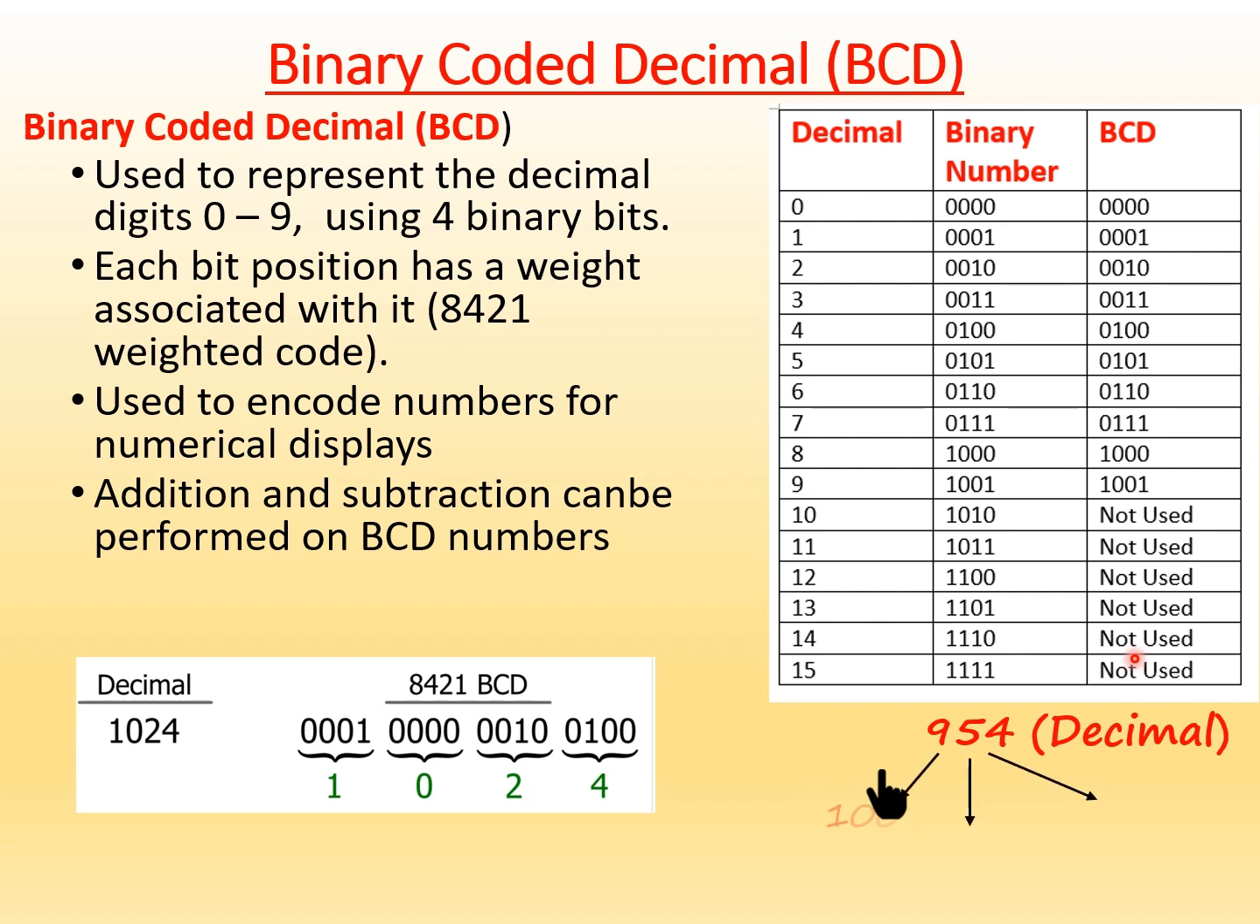Let's do another example. 954 is a decimal number, and 9 is represented separately as 1001, 5 is represented as 0101, and 4 is represented separately as 0100. So the BCD for 954 is 1001, 0101, 0100. This is how you represent decimal numbers having multiple digits. And you can do addition and subtraction also.